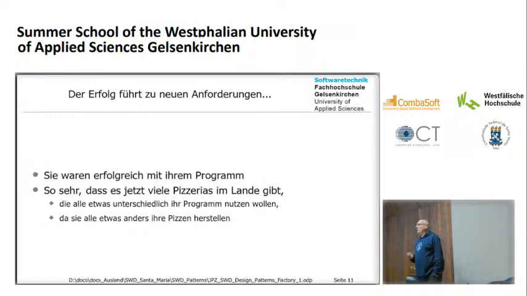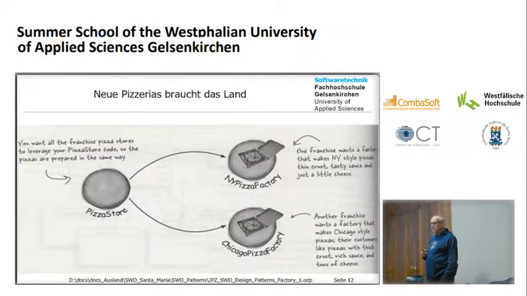You have been successful with your program. Now there are plenty of pizzerias in the country. You all want to use your program, but a little bit different because they have different pizza. Let's look. In the States, you have two famous types of pizza, if you go there. One is the New York pizza, and the other one is the Chicago pizza.